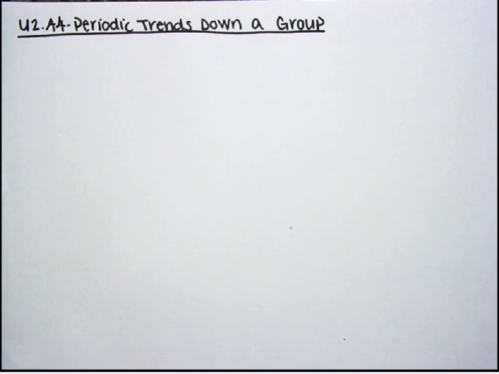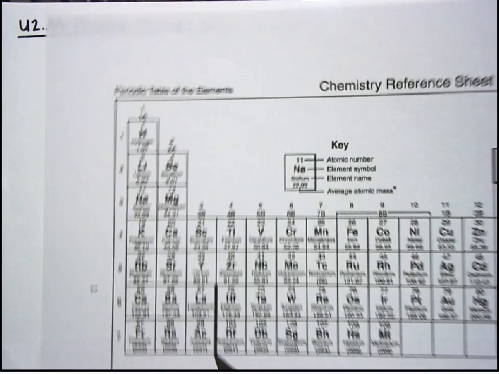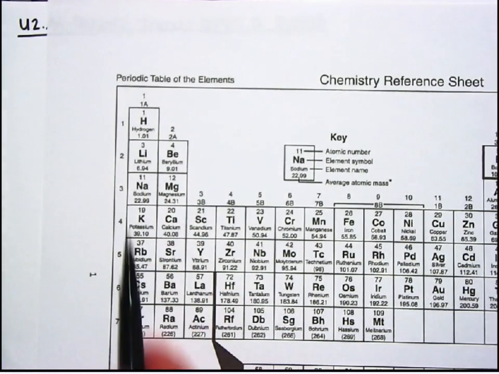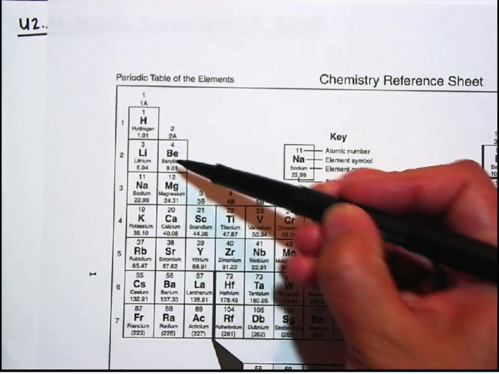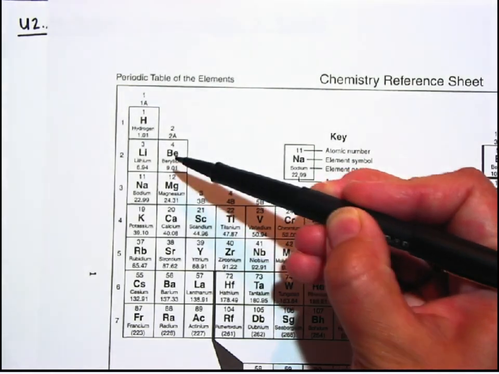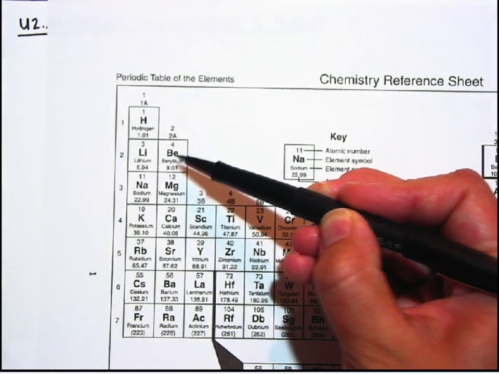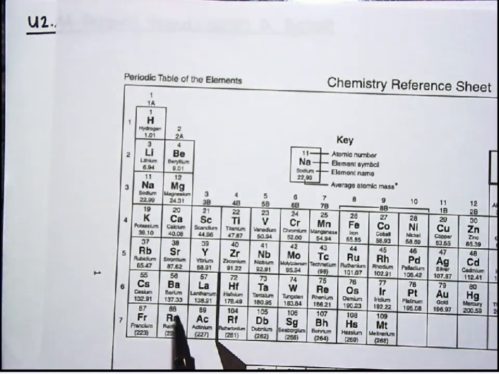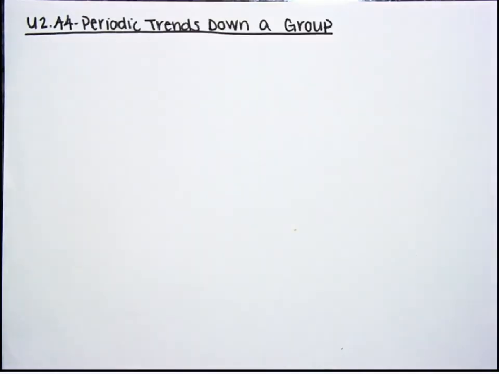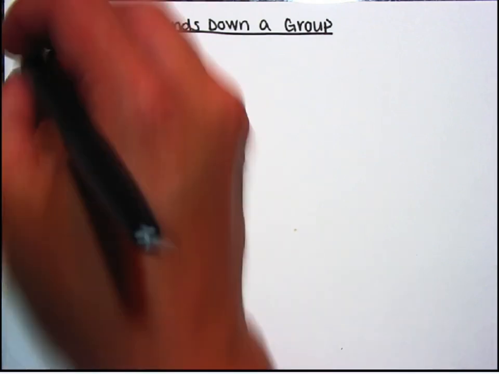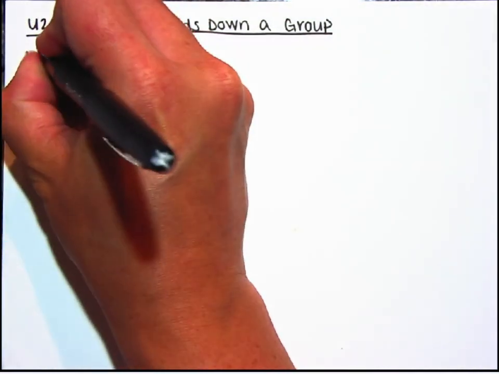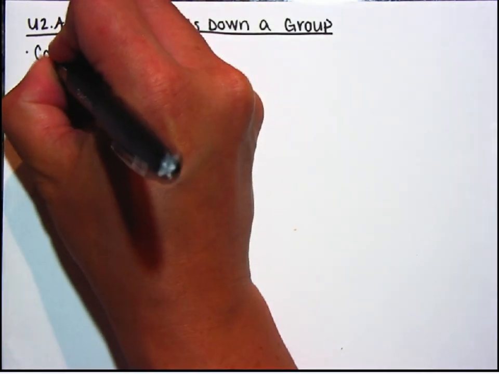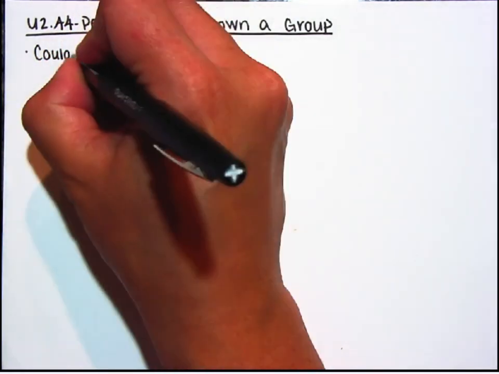This lesson will cover Unit 2, Acquisition 4. We're talking about periodic trends down a group. As a reminder, when we're talking about groups, we're talking about the vertical columns. So what happens to reactivity, atomic radii, and ionization energy as we go down group 2, for example? Last lecture when we talked about periods, we used Z. When we are looking at groups, the reasoning that we want to reference is Coulomb's law.